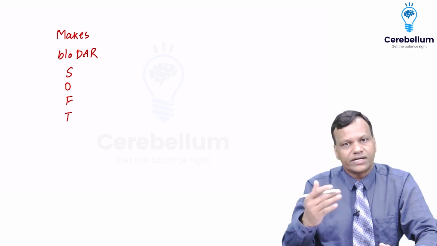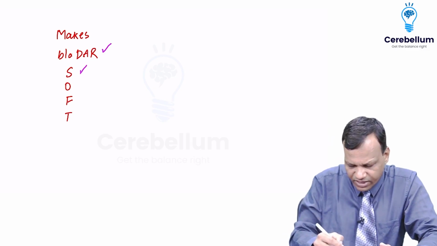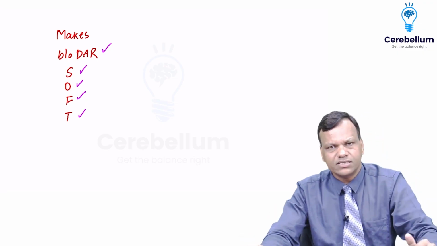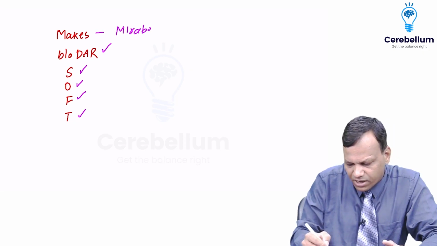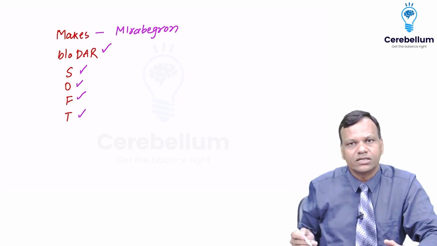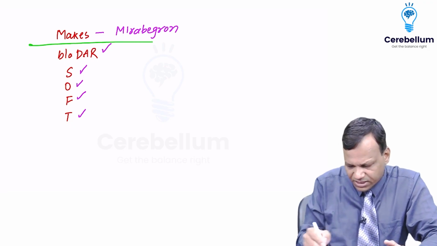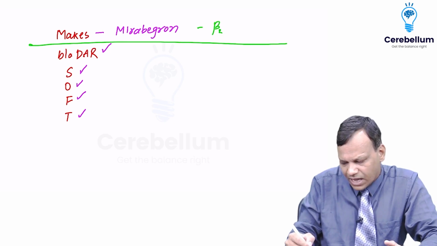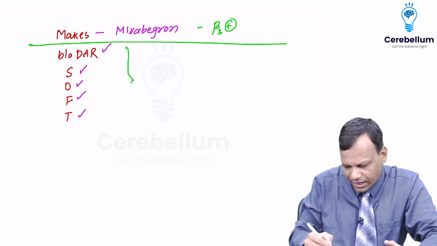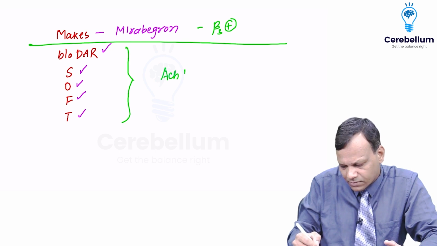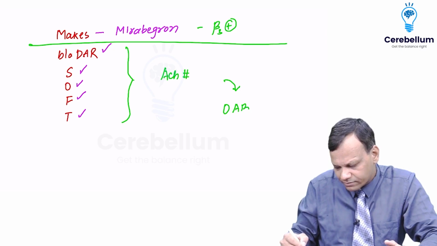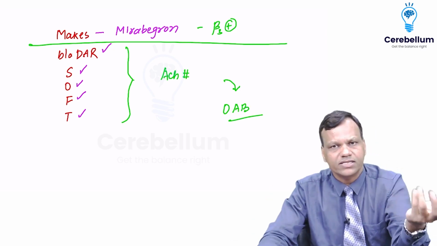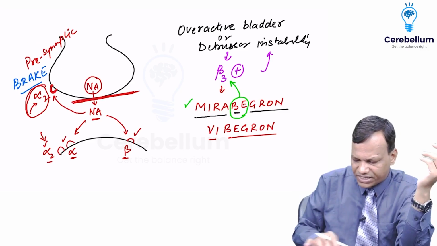So all other drugs are same: darifenacin, solifenacin, oxybutynin, flavoxate, tolterodine. These we already discussed. And this drug M for mirabegron and vibegron new drug. Clear? So this drug is beta 3 agonist and all other drugs are anticholinergic drugs and all of them are used in overactive bladder for urinary incontinence. Okay, so that is about beta 3.